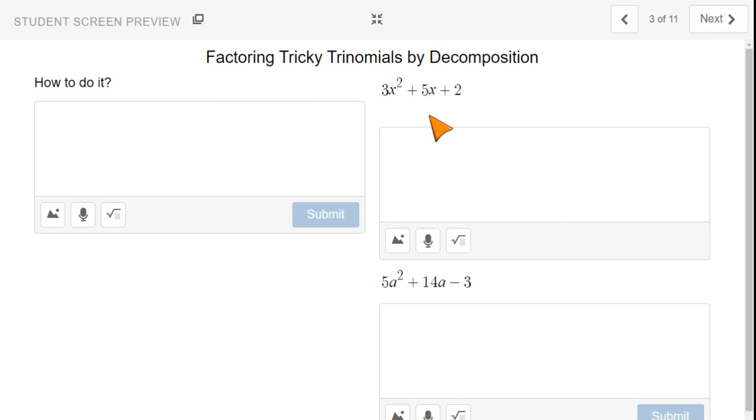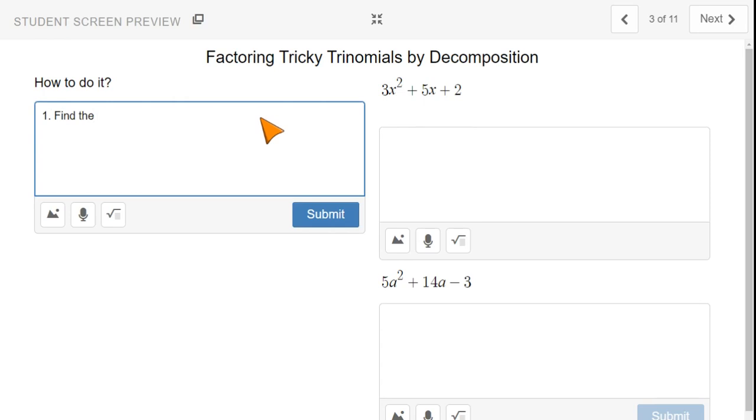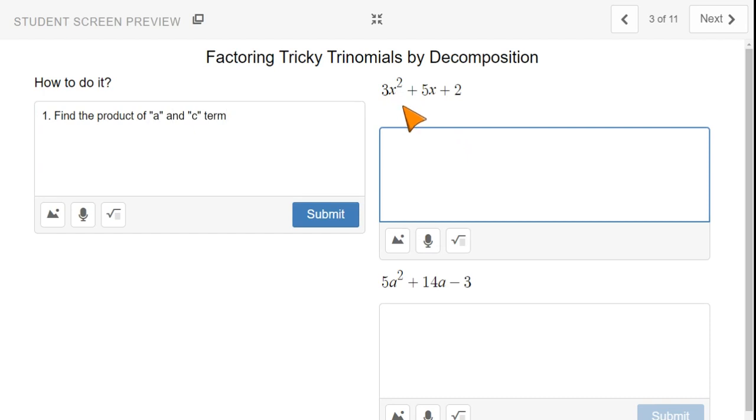We can factor tricky trinomials by way of decomposition. How do we do it? First, we're going to find the product of the A and C term. So let's say I have this question, A and C. I have a 3 and a 2. So AC multiplied together is 6.